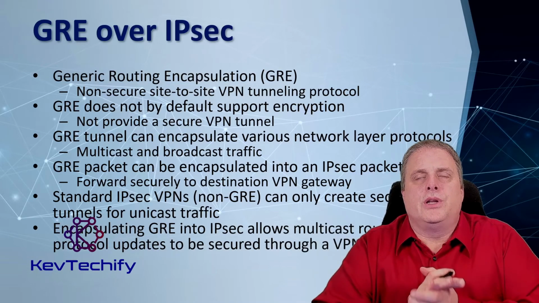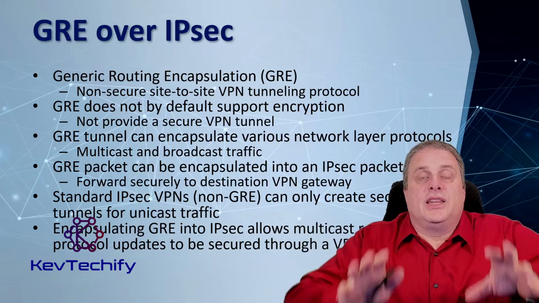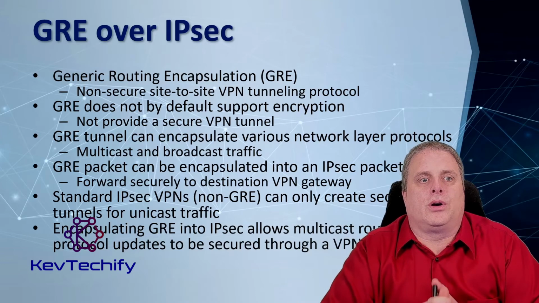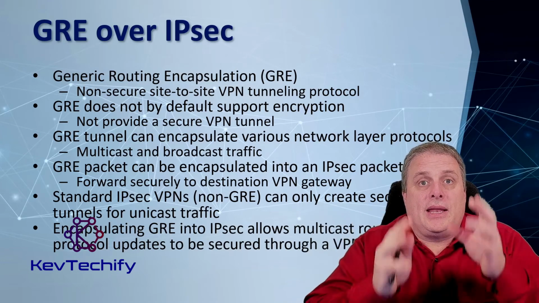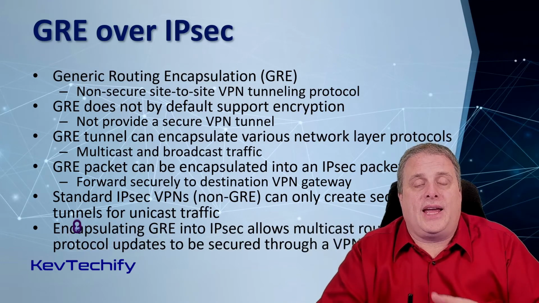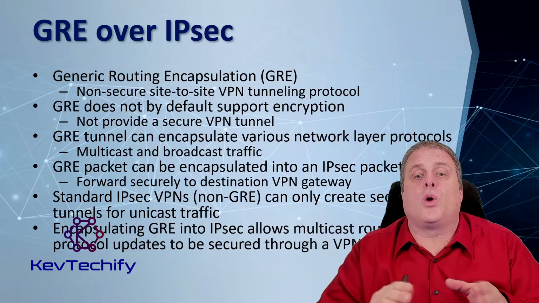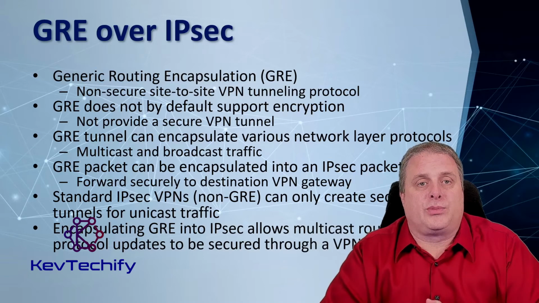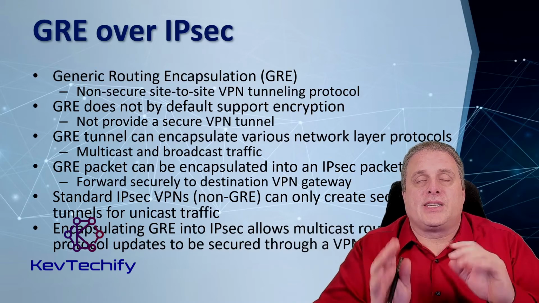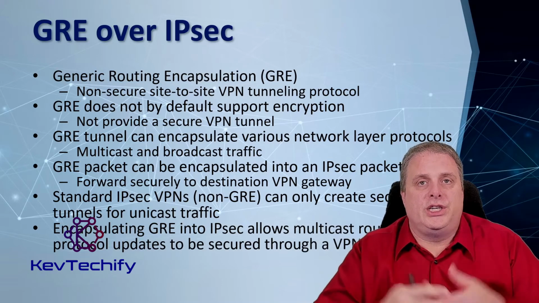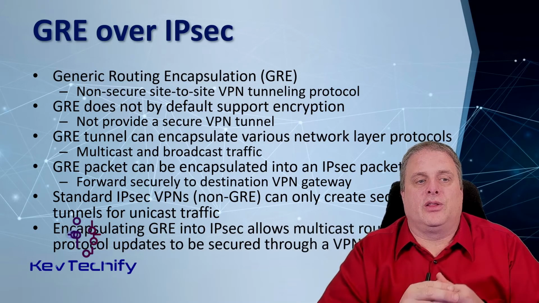The reason we use a GRE tunnel is that GRE can encapsulate other network layer protocols. We can encapsulate multicast and broadcast traffic. IPsec cannot do that. IPsec is only a unicast protocol. Now, if we have multicast and broadcast we need to send across our VPN, we have to use GRE because it will handle the multicast.